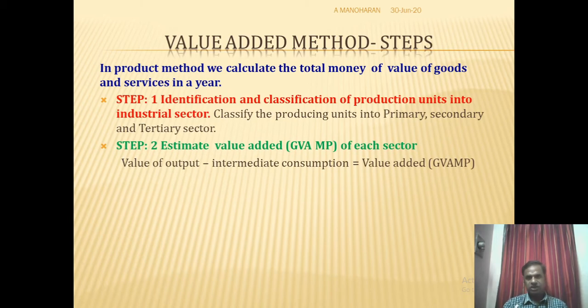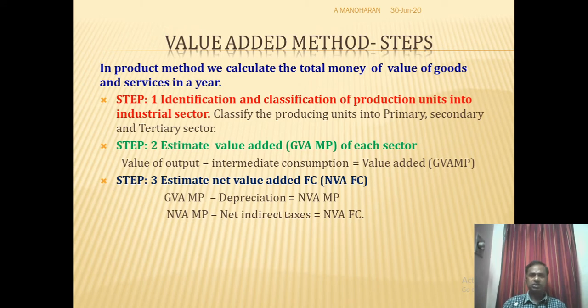Then the next one is, for each sector, estimate the value added of each sector. So value of output minus intermediate consumption is equal to value added that we have to find out.